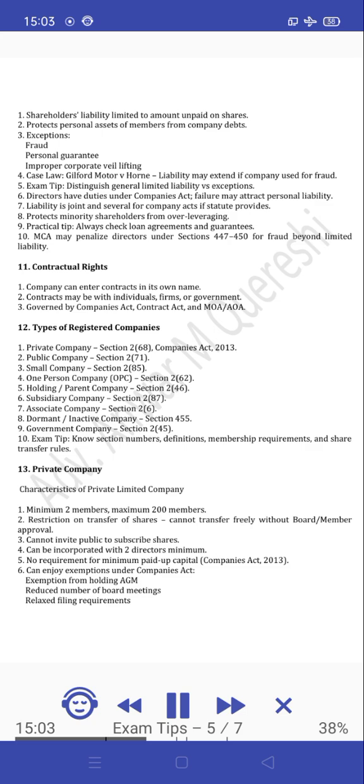8. Dormant and active company. Section 455. 9. Government company. Section 245. 10. Exam tip. No section numbers, definitions, membership requirements, and share transfer rules.